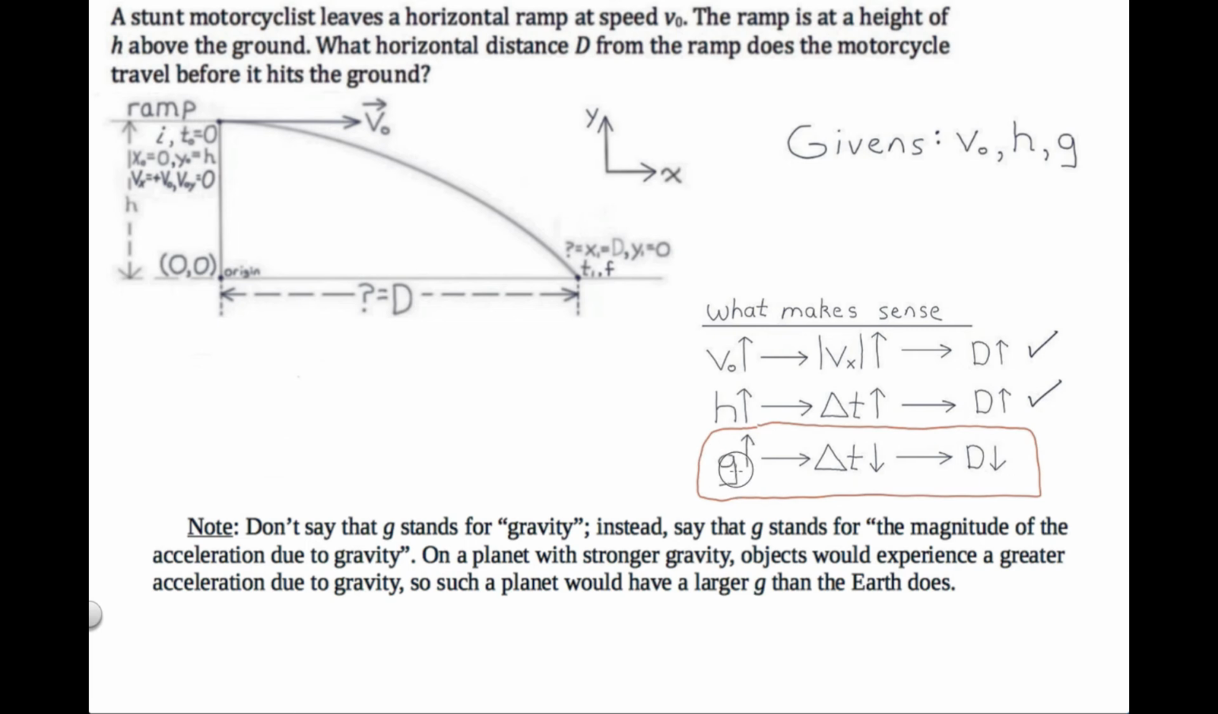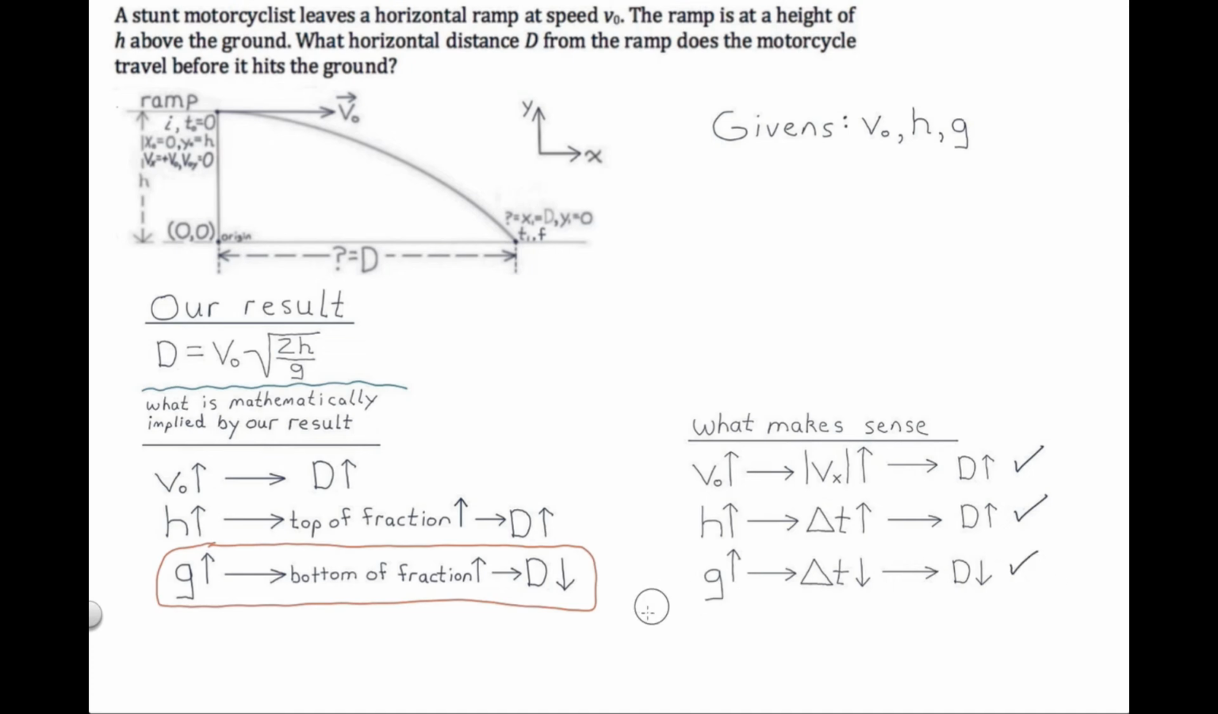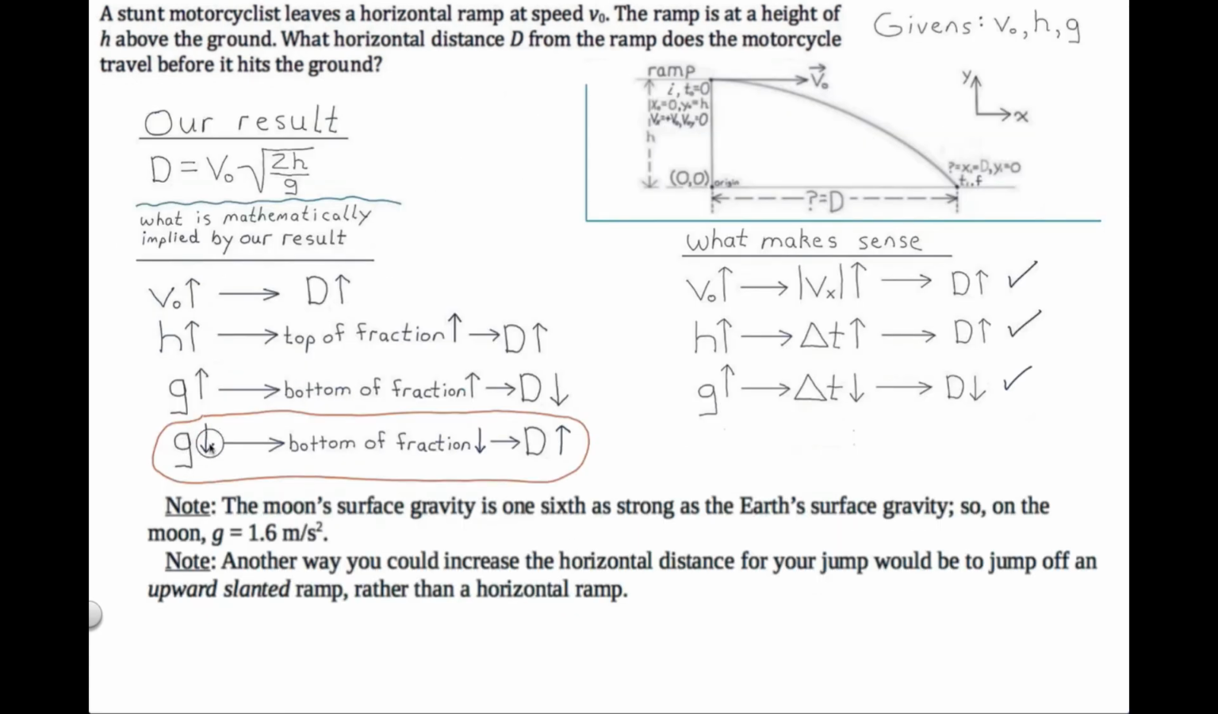Suppose we redo this experiment on a planet with stronger gravity, while holding v sub naught and h constant. Because of the stronger gravity, it will take less time for the motorcycle to be pulled down to the ground. Because it spends less time flying above the ground, it makes sense that the motorcycle will cover a smaller horizontal distance. So, yes, it does make sense that increasing little g will decrease capital D. We can also say that decreasing little g, while holding the other givens constant, will increase capital D.